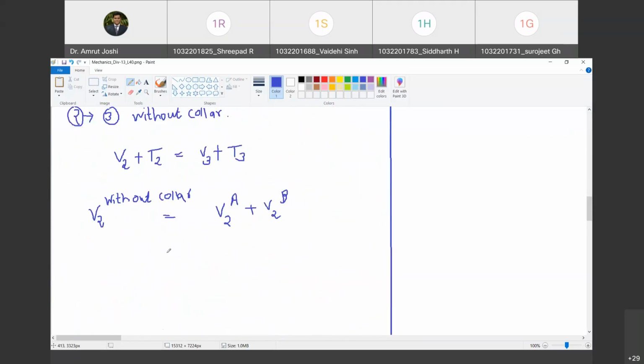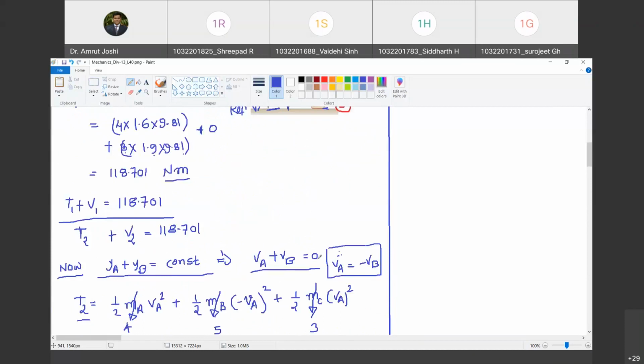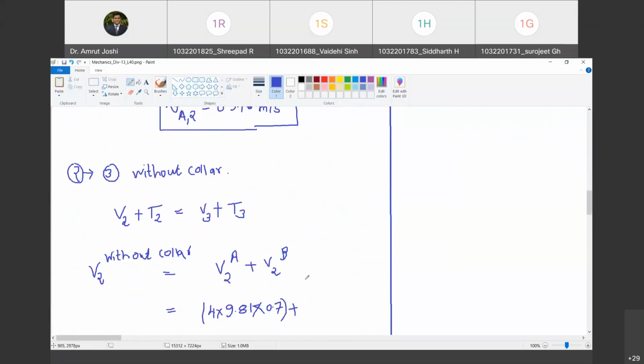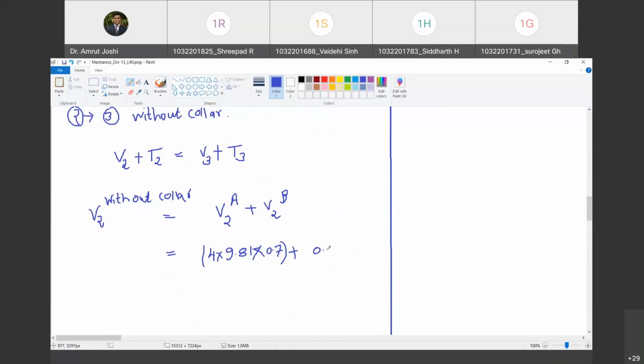So that is going to be equal to mgh for the first block, so 4 into 9.81 into 0.7, plus potential energy associated with block 2 in position number 2. This would have risen by 0.6, so 0.6 multiplied by 5 multiplied by 9.81.